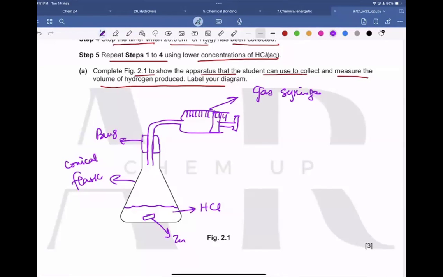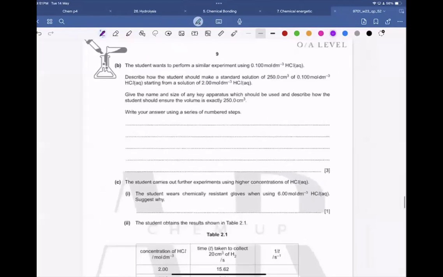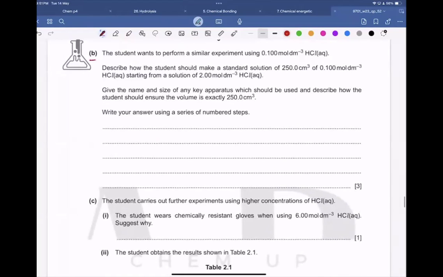Yeah, it's a hydrogen gas, so you can collect it over water by the displacement method as well, right? Okay. The student wants to perform a similar experiment using 0.1 mole per dm cube hydrochloric acid. Describe how the student should make a standard solution of 250 centimeter cube of 0.1 mole per dm cube starting from a 2 mole per dm cube hydrochloric acid solution.